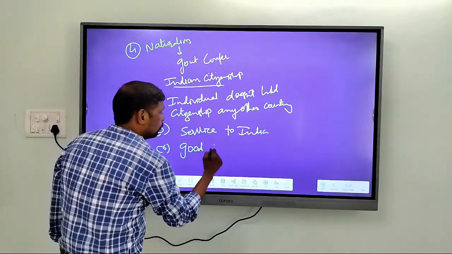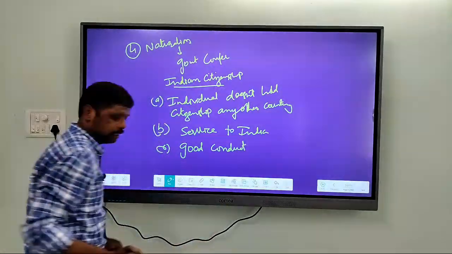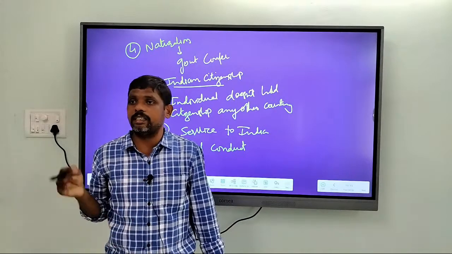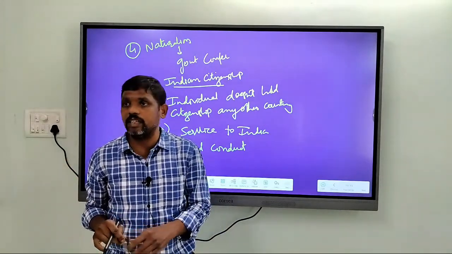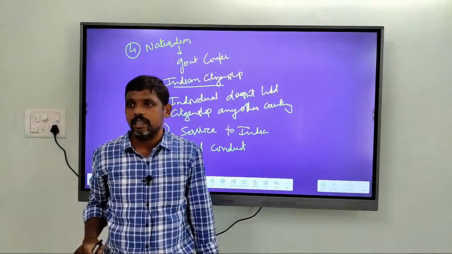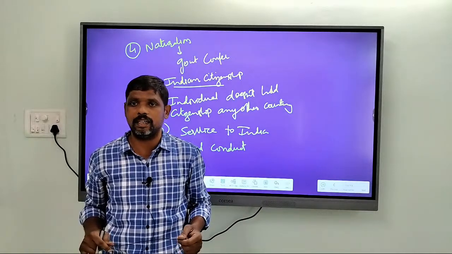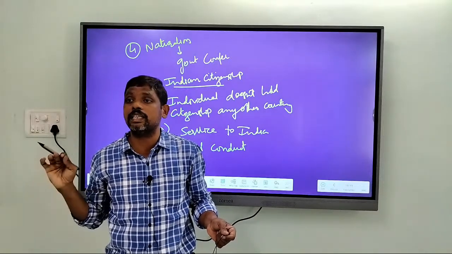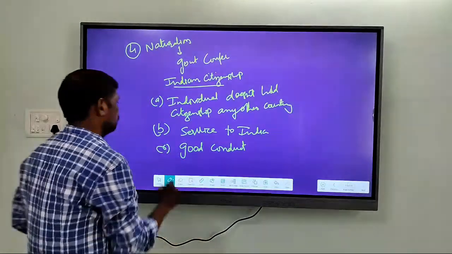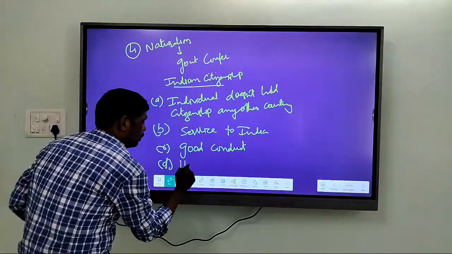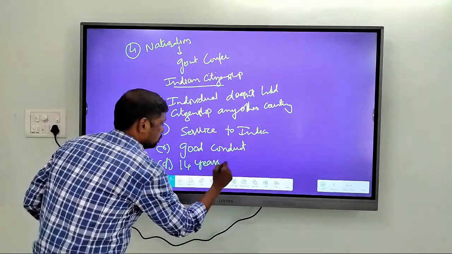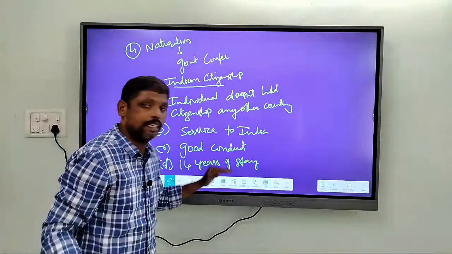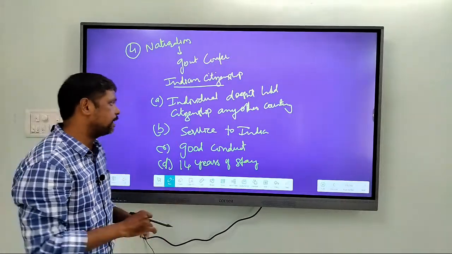The other condition is good conduct. For their good conduct, the government of India can naturalize them. If their conduct is not good, the government of India need not provide any kind of citizenship. And to be a naturalized citizen of India, they should stay in India for a period of not less than 14 years. 14 years of stay is essential. So this is very, very important.